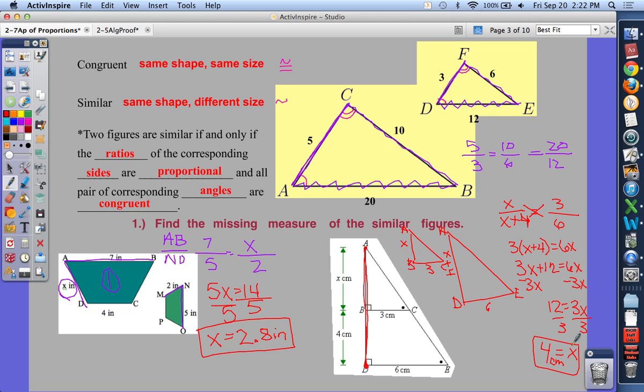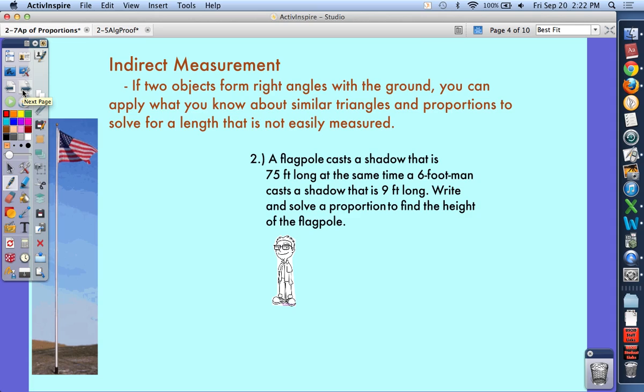Another thing that proportions help us with is indirect measurement. Sometimes we can't measure everything in real life. Whereas if you can visualize similar figures or make similar triangles out of something, then you could measure the lengths that you can reach and solve for the ones that you can't. So think about it. Many objects form right angles with the ground, and you can apply what you know about similar triangles and proportions to solve for a length that is not easily measured.